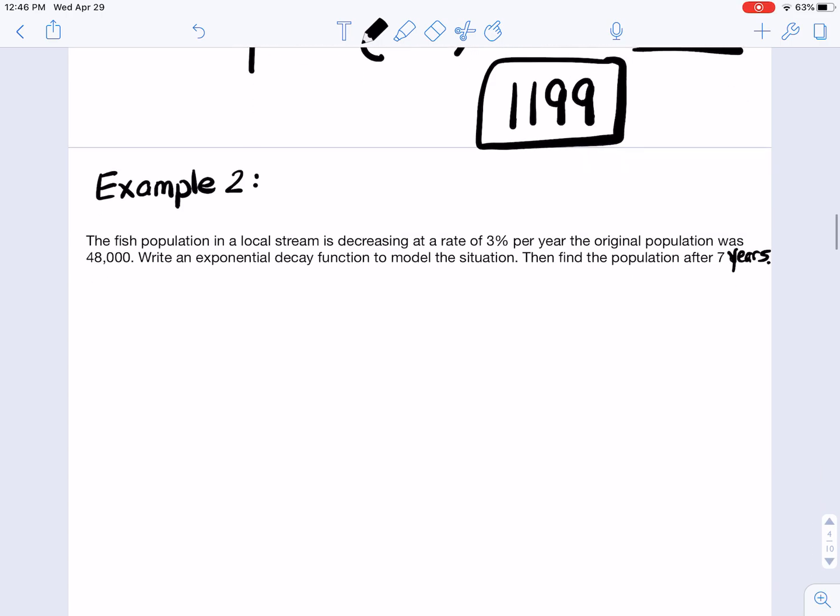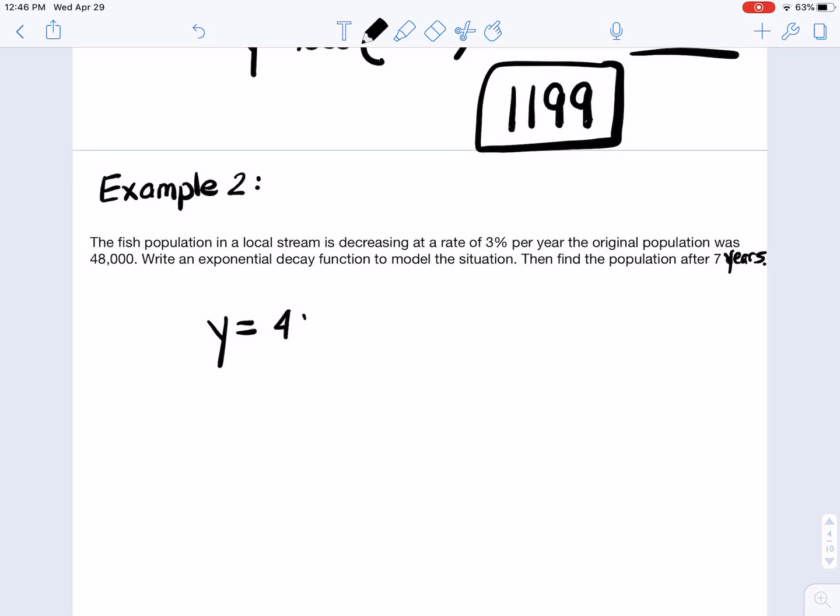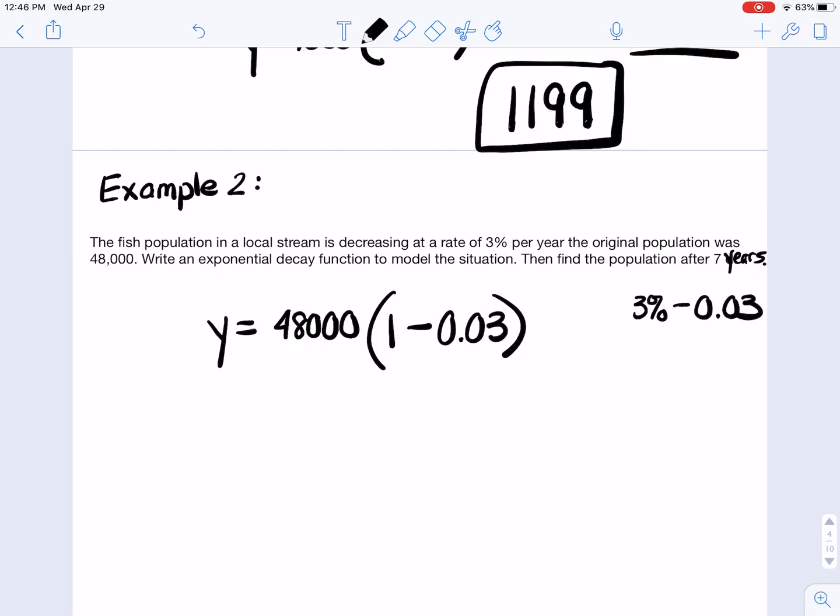Okay, so first I'm going to write the exponential decay function. My original value was 48,000. 1 minus the rate. The rate is 3%. As a decimal, that's 0.03. I'm going to raise that to a power of t.